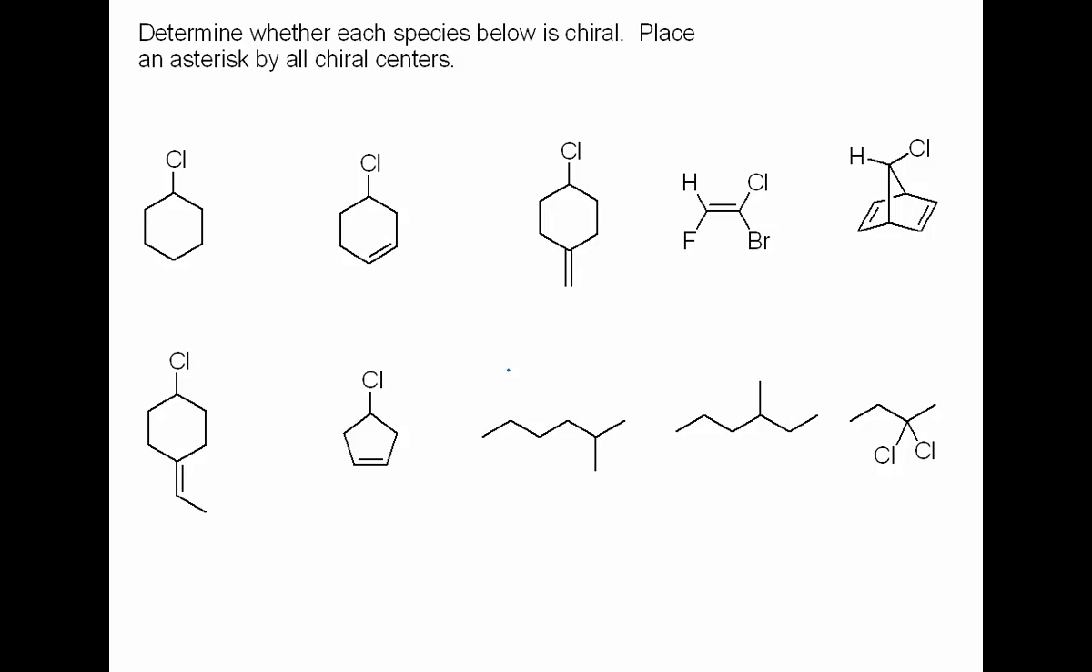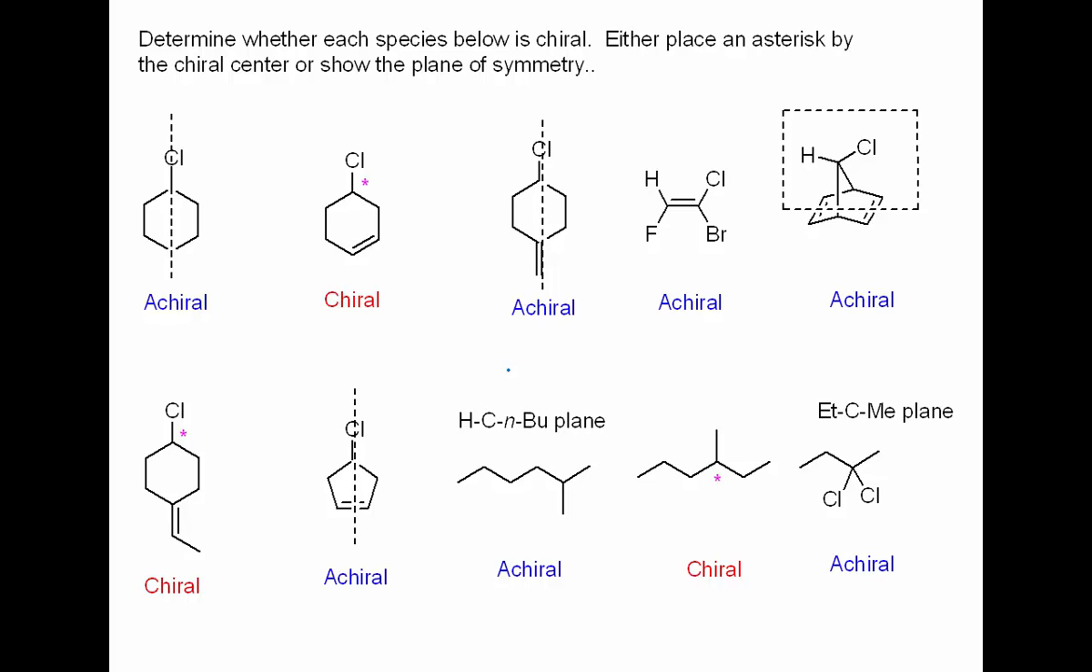So if we look at the answer to these, of course, the first one is not chiral because we can draw a plane of symmetry right down the middle like so. When we put this double bond here, this plane of symmetry is gone, and this is now a carbon with 4 different things attached. Let's just look at it. It's got hydrogen, chlorine, CH2 with an sp2 carbon, and CH2 with another CH2. So technically, it has 4 different things attached.